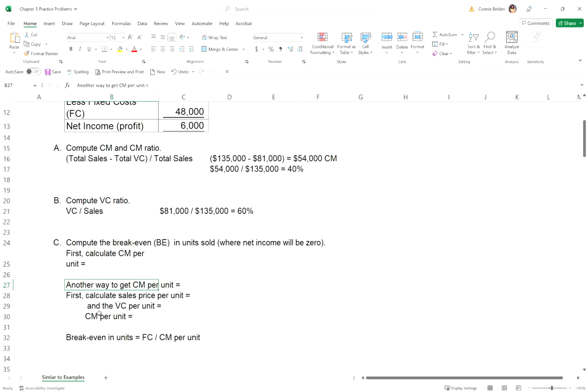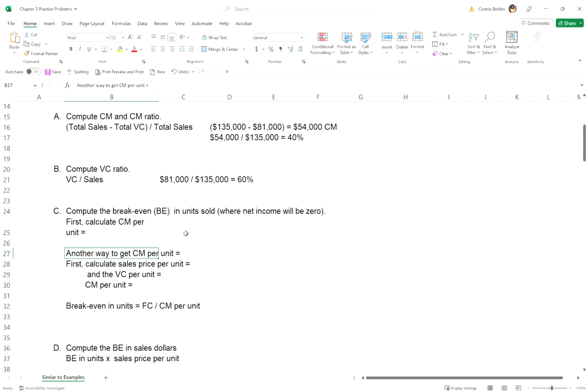Okay, we got contribution margin in total at 54,000. Now we're going to get it as a per unit, as we use that to help us calculate break even. What is break even? Break even is where your net income is zero. You have no gain, you have no loss. So we're first of all going to get break even in units. How many units do we have to sell to have a zero profit? No income, no loss. Well, first of all, you do need to know the contribution margin per unit.